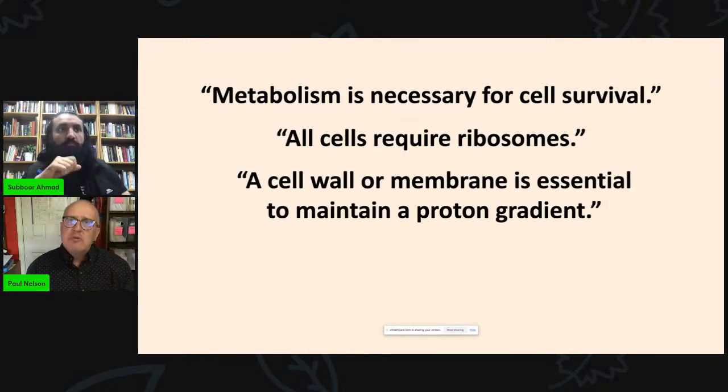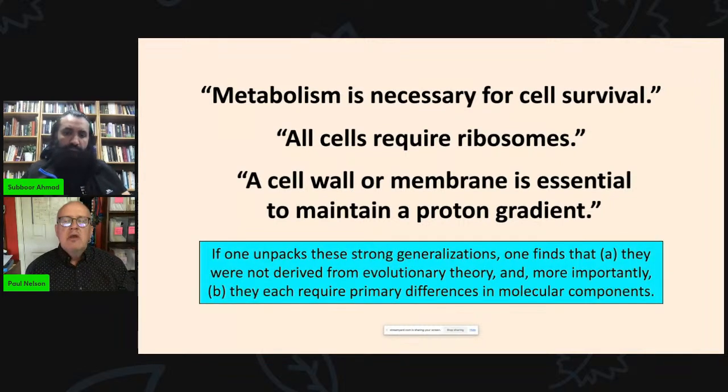How are you going to run your metabolism? Well, you're going to need some kind of proton gradient, right? That's going to be essential to maintain you out of equilibrium with your environment, to do work and so forth. These pieces of knowledge, if you unpack them, you will find they're not derived from evolutionary theory.